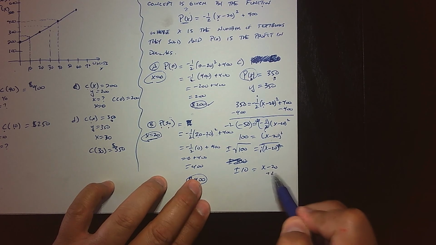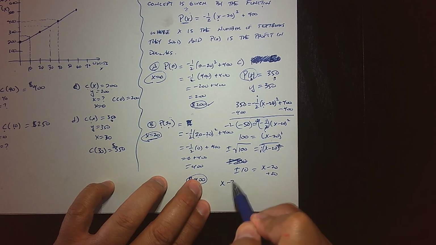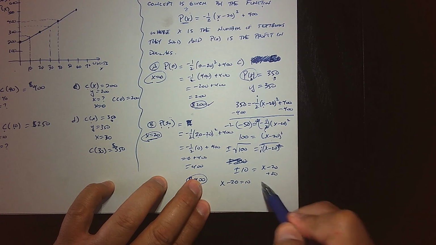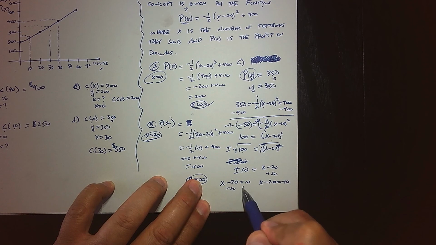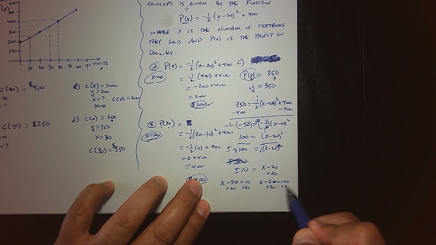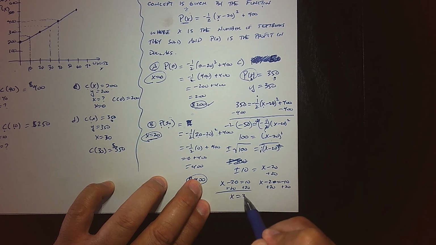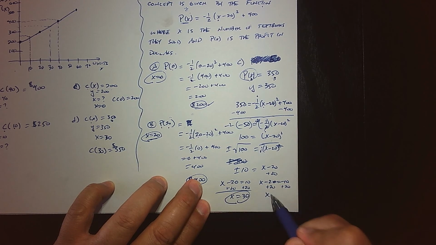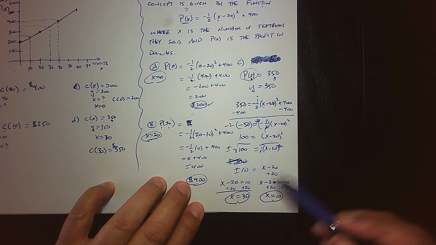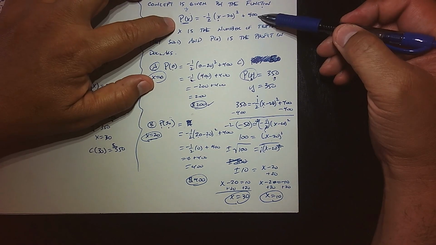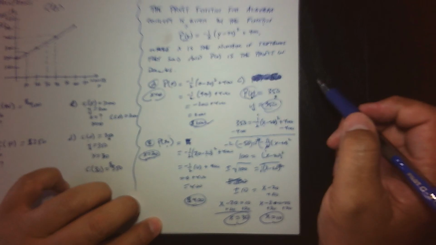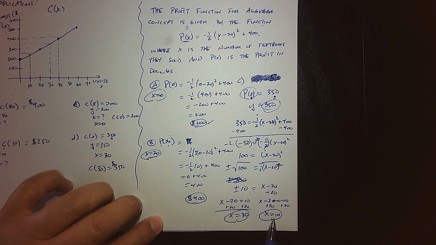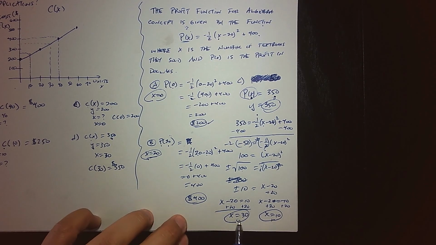And so we're going to add 20 to both sides. Oh, by the way, we get two different answers. My x minus 20 equals 10, or x minus 20 equals negative 10. If I add 20 to both sides, over here we get x equals 30, and right here we get x equals 10. So according to this model, there are two different numbers of textbooks that create an output of 350: 10 textbooks will create 350, or 30 textbooks will create 350.